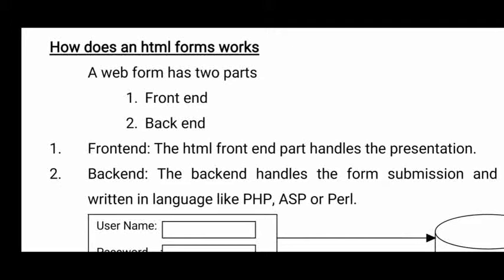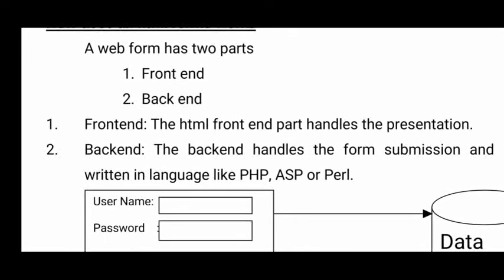So, where the user is entering and what the user is viewing, that is called the front end, and where the information is stored and processed, that is called the back end. A web form has two parts, one is the front end and the second one is the back end. The front end handles the presentation: it displays a form and takes content from a user.